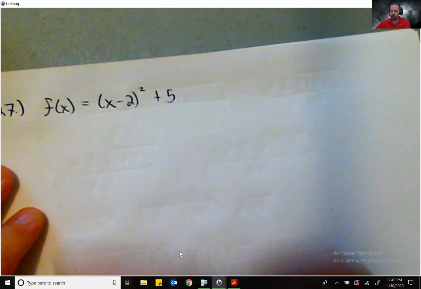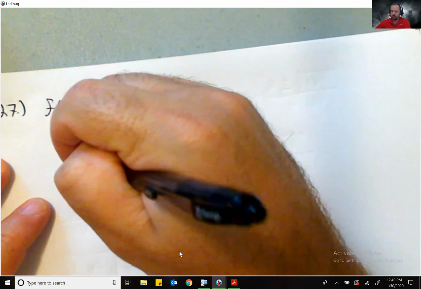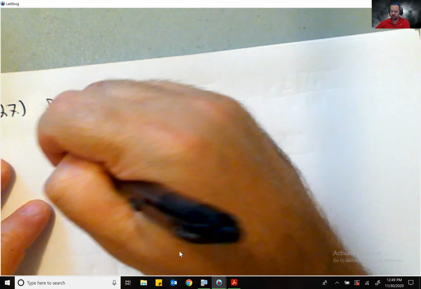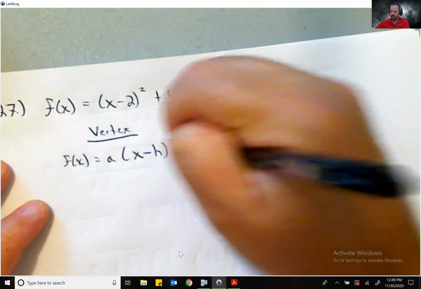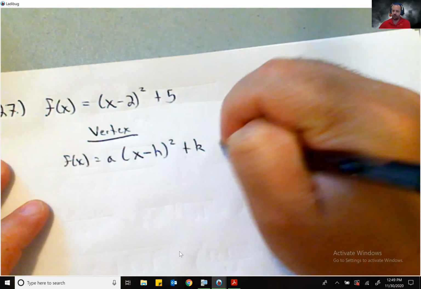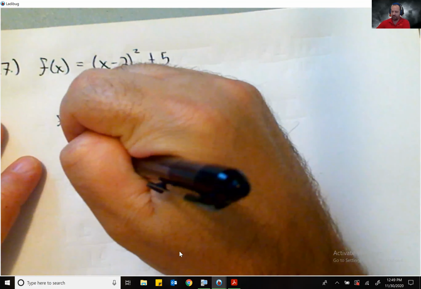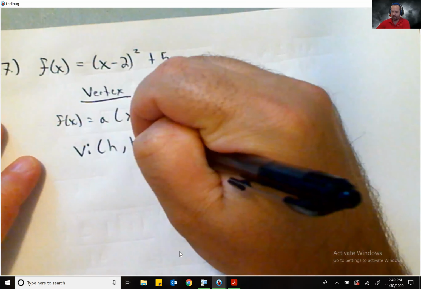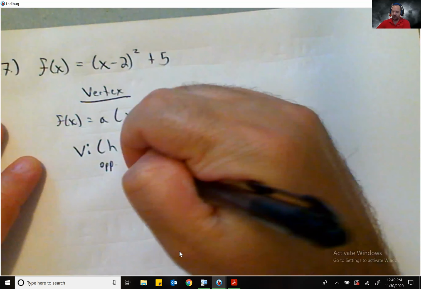Well, this equation is already in what we call vertex form. Vertex form looks like this. F of x equals a times (x minus h) squared plus k. Where in order to find the vertex, you need to know what h and k are. And so when I talk about this, I tell you to think about the opposite of what you see for the h, and the k you're going to keep.